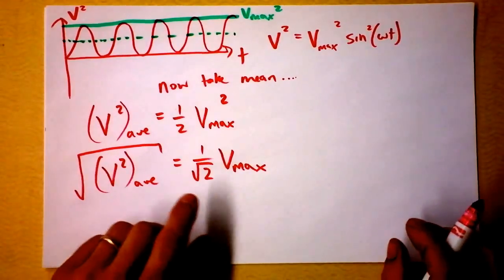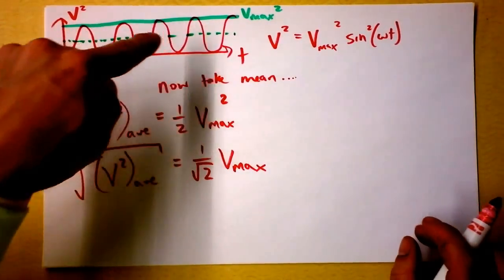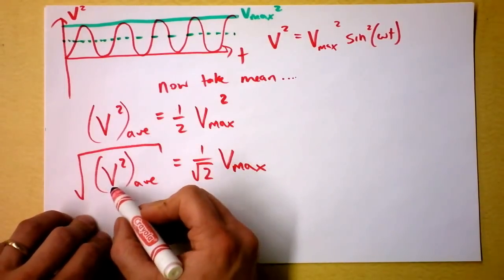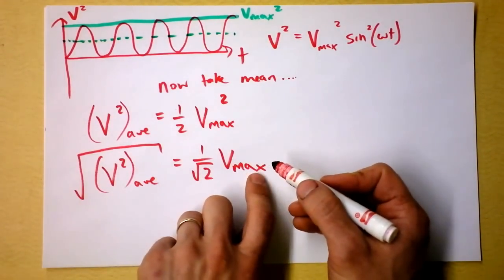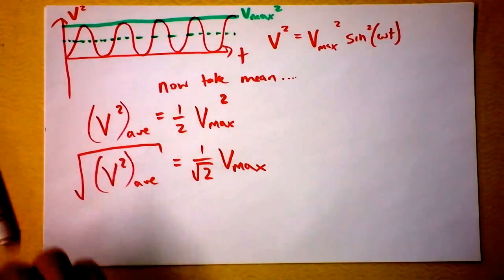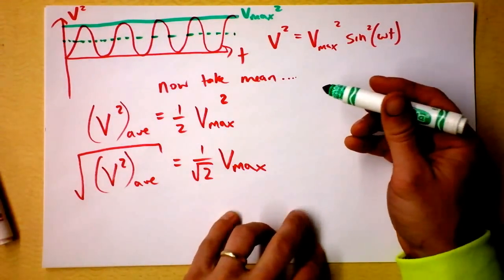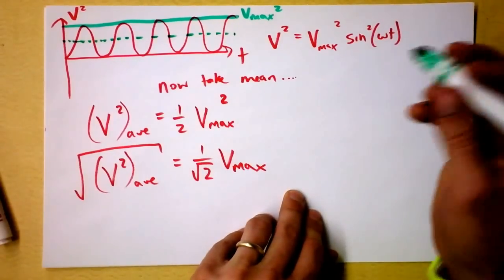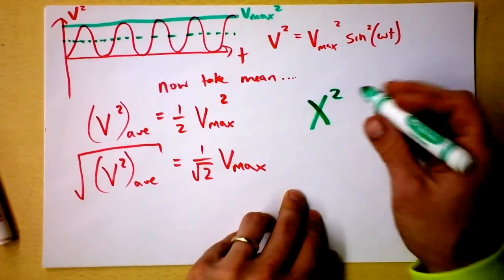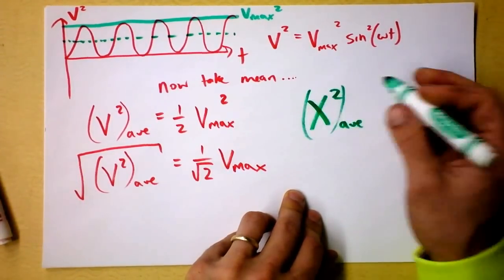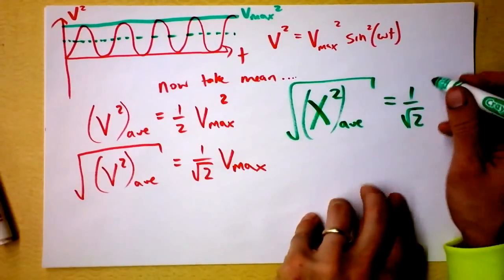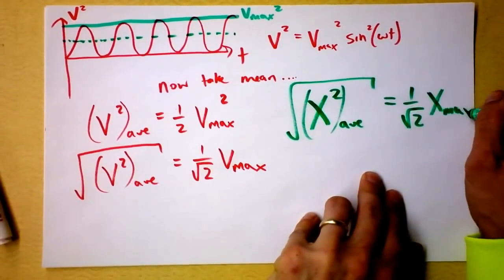every relationship where you've got a sine has the same functionality right here. If you square it, and then average it, and then take the square root, you will get 1 over root 2 of the maximum value of that function. That's really lovely. So I can say in a general sense, this will work for current, and it'll work for, frankly, anything that is changing sinusoidally or cosinusoidally. I take any variable, and I square it, and I average the square, and I take the square root, and this is 1 over root 2 times the maximum value of that variable.